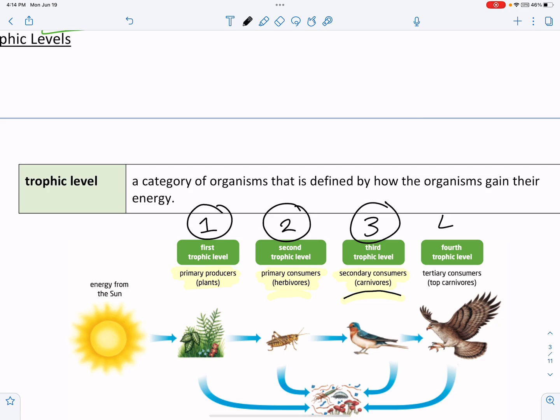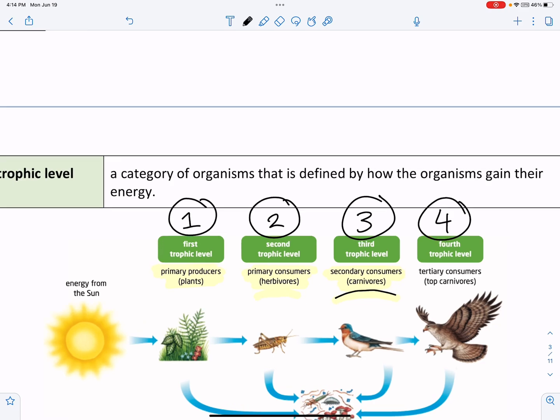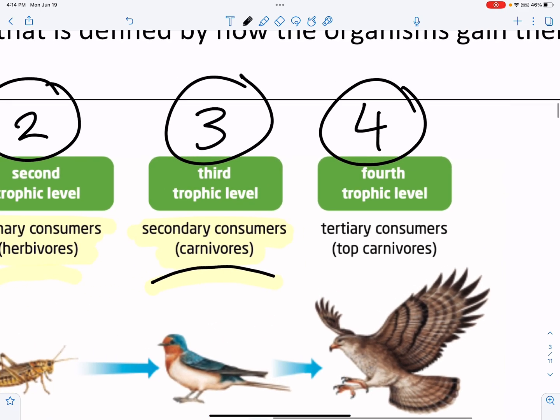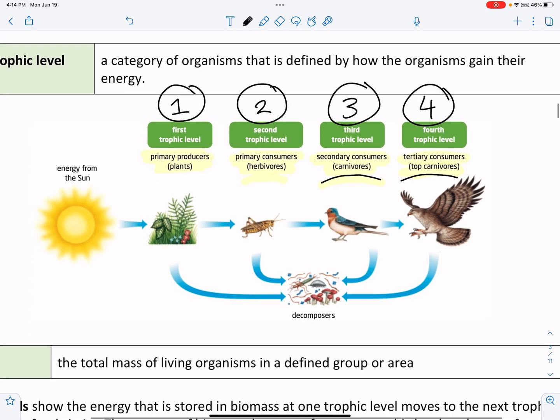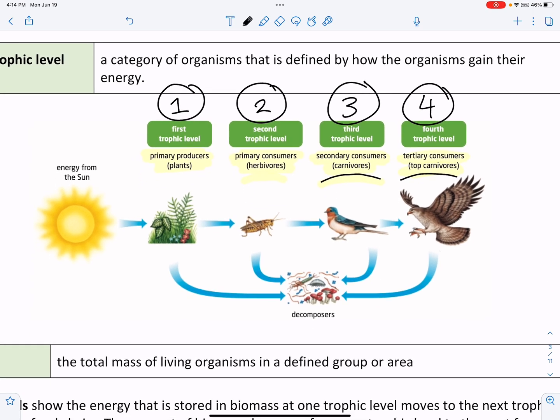The fourth trophic level, these are called the tertiary consumers. Tertiary consumers are organisms that eat secondary consumers. We call these the top carnivores. Then we have organisms that eat dead or decaying animals, and we call them decomposers.